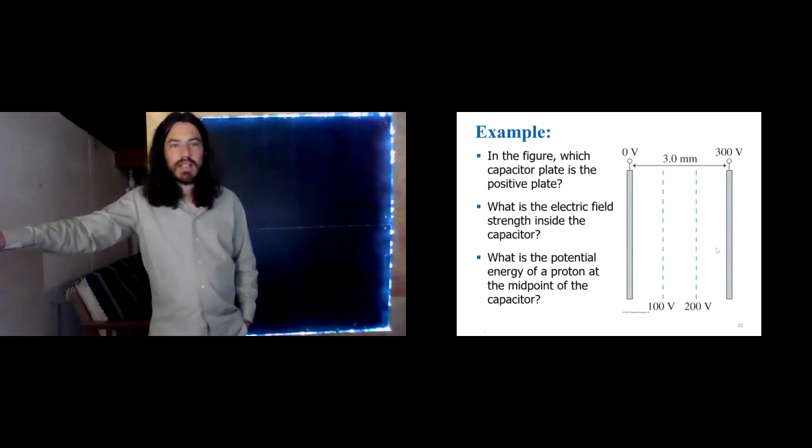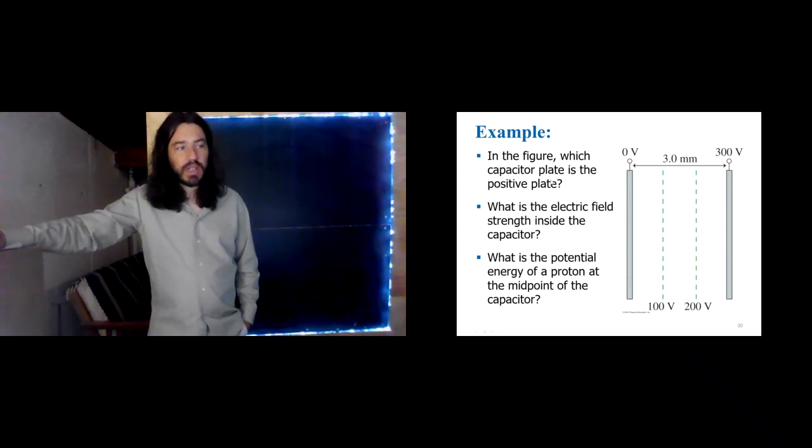So just a real quick example, and this should help us to understand a little bit more about that unit that we were using also. So in the figure, I've got this capacitor here. We've got 0 volts here. We've got 300 volts here. And I'm going to ask a series of questions.